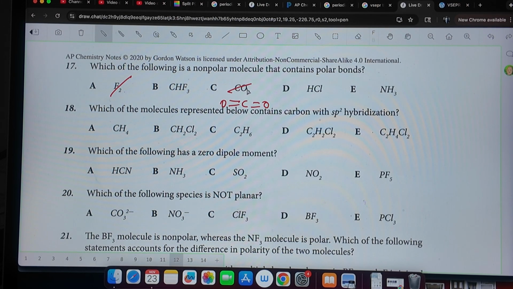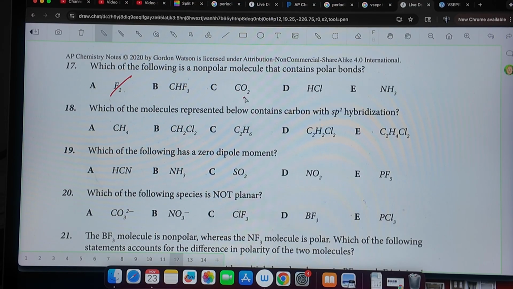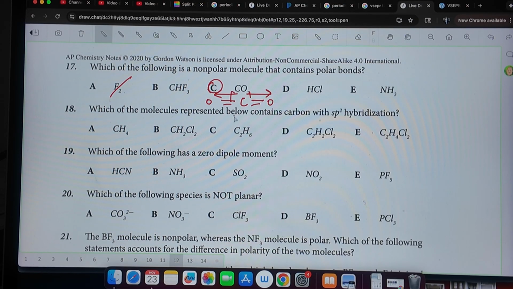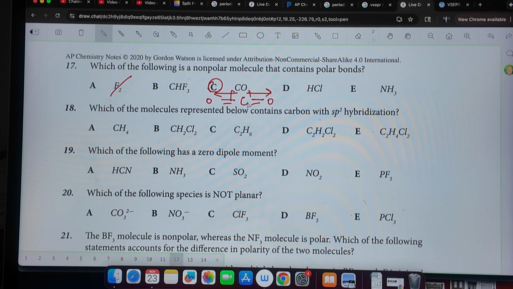Wait. So this would be polar, has polar bonds. So this carbon and oxygen and carbon and oxygen. So this would be the dipole moment, right? But they cancel out since they're opposite directions of each other. So C would be the answer. I didn't read the question clearly. So these are polar bonds, right? This is polar. But overall, this molecule is nonpolar.